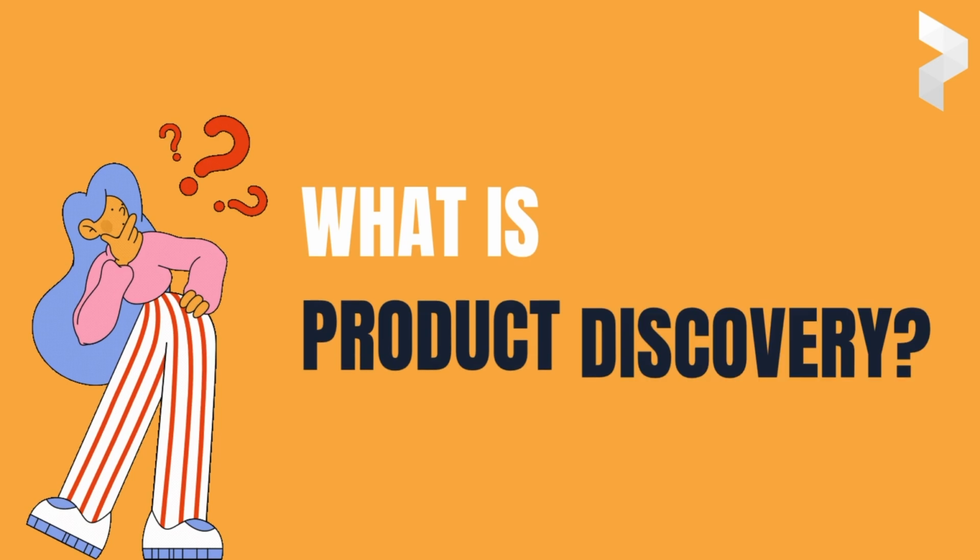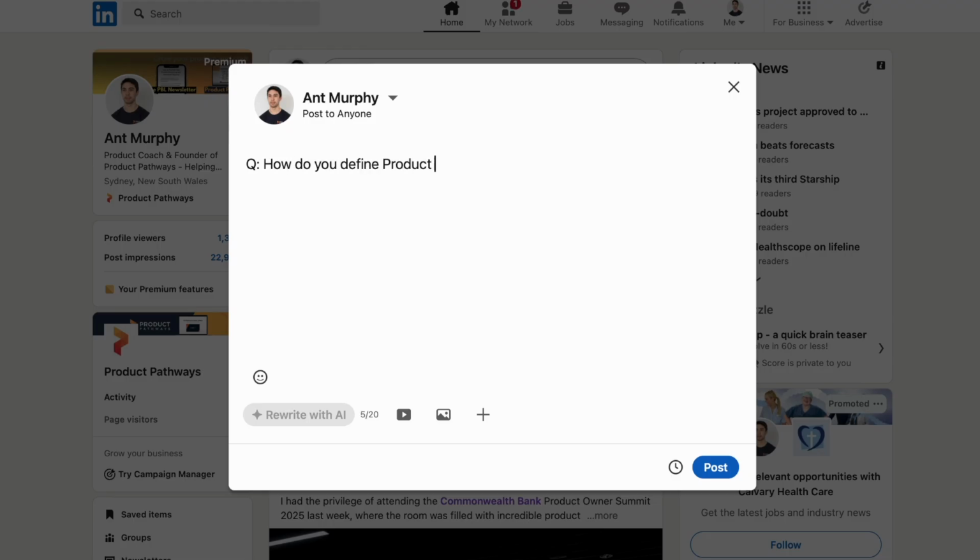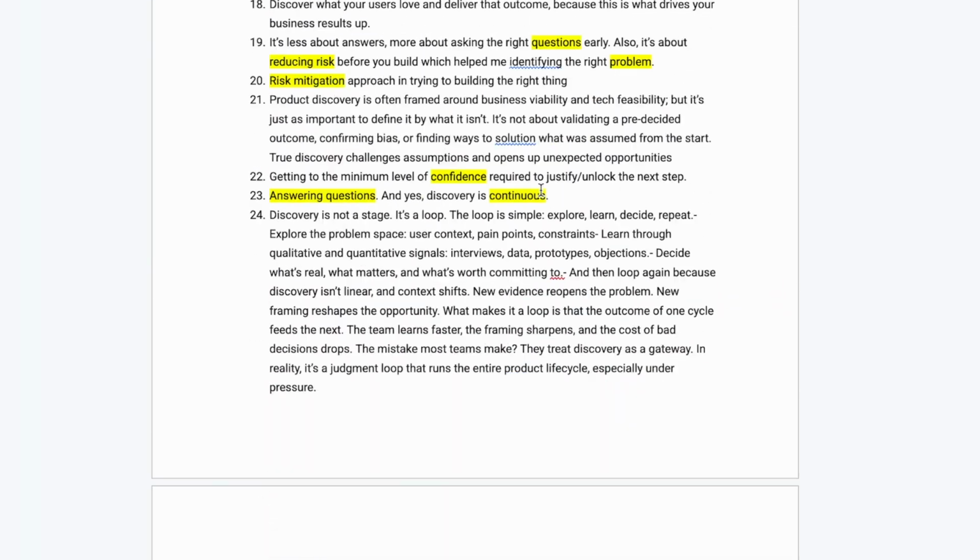So you'd think, as product people, we do product discovery every single day, that we would probably be able to agree on what product discovery means. But I decided to ask the question, what is product discovery? And I ended up with 40 different definitions of what product discovery is.